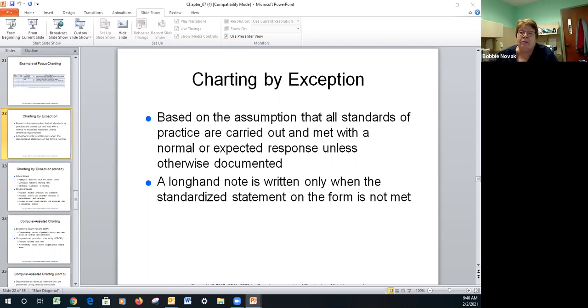If one day you come in and she's not happy and she's not eating, then we need to document on Mabel because there's been a change in condition and things are not standard anymore, right? So you only have to write a longhand note when our standardized statement on the form is not met, when Mabel is not her normal, happy, healthy self, okay?